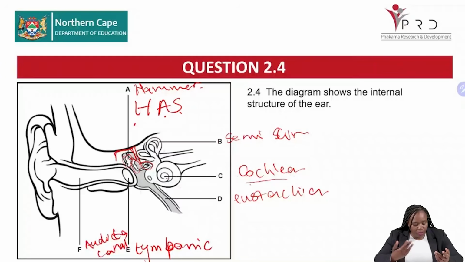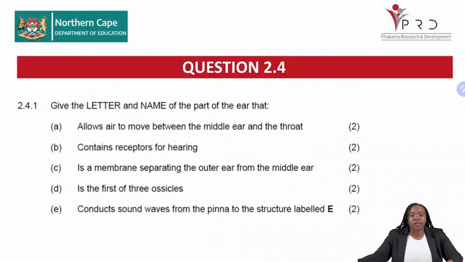The tympanic membrane vibrates. The auditory canal, you know that it transmits the sound waves from the outer ear to the tympanic membrane. So here we have questions whereby it says give the letter and name of the part of the ear. Now, when you are asked to give the letter and the name, be sure to give the letter and the name. You can get the letter wrong and get the name right, or get the letter right and get the name wrong. These marks are marked separately.